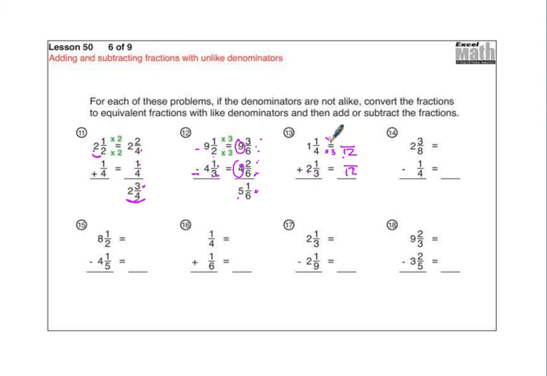1/4 times 3, that's 3/12. 1/3 times 4, that's 4/12. And when we add them together, we get 7/12. And don't forget the whole number. 2 plus 1 is 3.